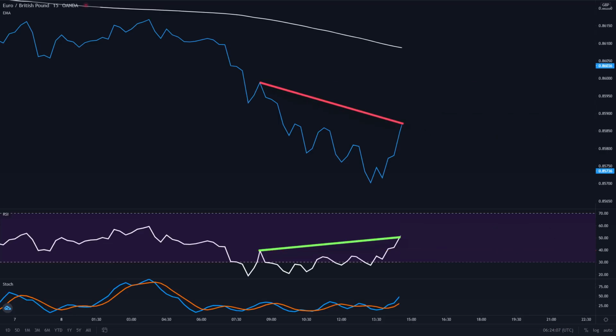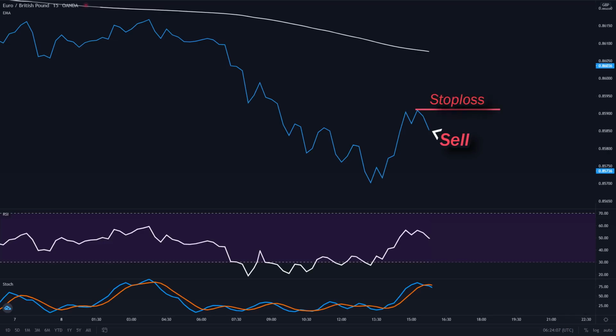And again, we want to further confirm the signal by waiting for the stochastics to cross over downwards. Once this happens, you take a sell position. Next, you place your stop loss above the nearest swing high and set your profit target at 1.5 times your stop loss. And as you can see, the price hits our profit target, and so this counts as a successful trade.